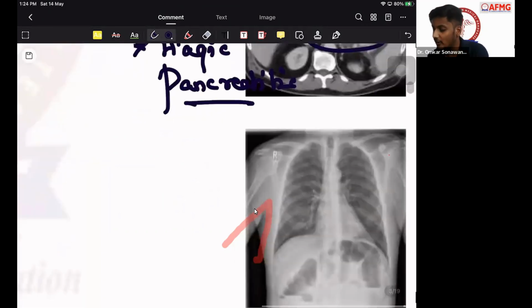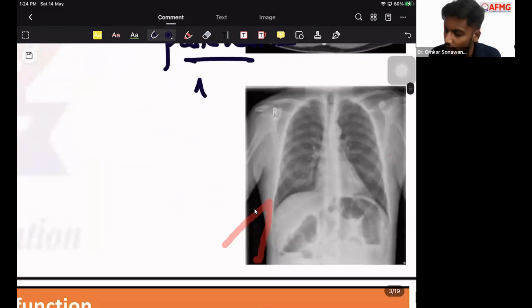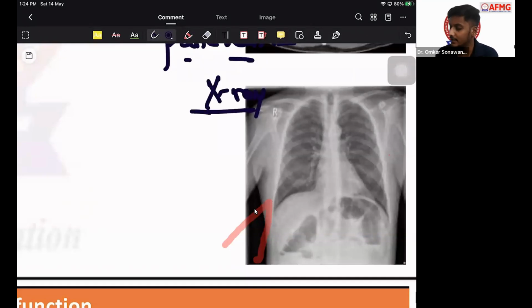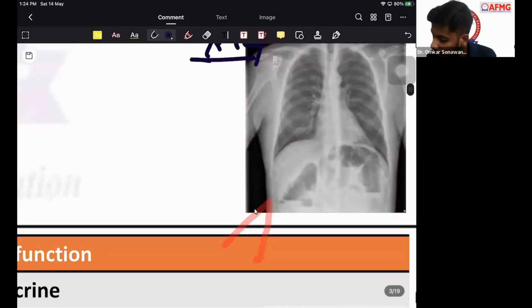And if I talk about the abdominal X-ray or a chest X-ray of this patient, whatever you take, what would be the sign seen in the X-ray? Please let me know what is the sign seen. Here you can see that the continuity of the colon is not present. The continuity of the colon is not seen. It is because of the inflamed pancreas.